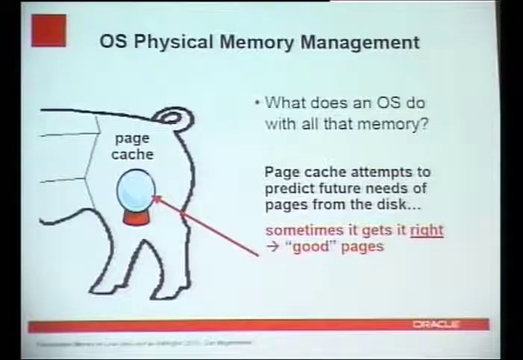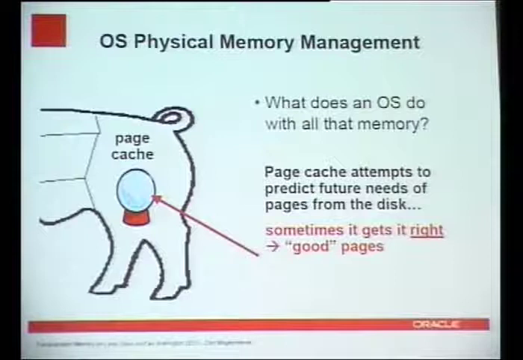cache? Because disks are slow, an OS is often going to try to keep a copy of the pages that it's read from the disk in case it needs them again. So it can avoid having to go out to disk and read the same page all over again. It's essentially trying to predict the future as to what pages it's going to need and what pages it's not. And though it's not perfect at that, it guesses right a lot of the time, which means the page cache concept works, and that's why it exists in pretty much all modern operating systems.